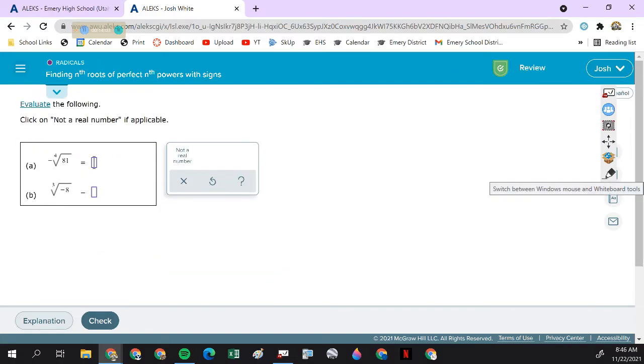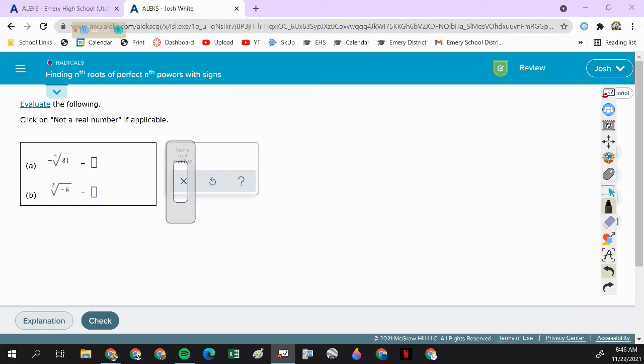Okay. 81 is 4 copies of 3. What about that negative? There's just going to be a negative on the outside. So I pull out a 3, and I get negative 3. Okay. What about a negative on the inside? It's not a real number if the exponent or the root is even.